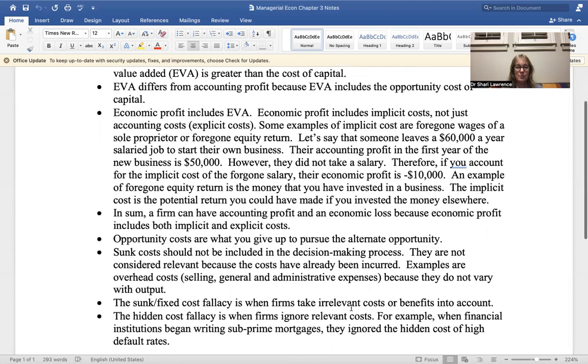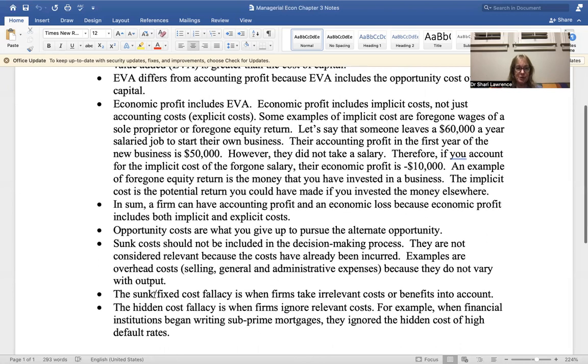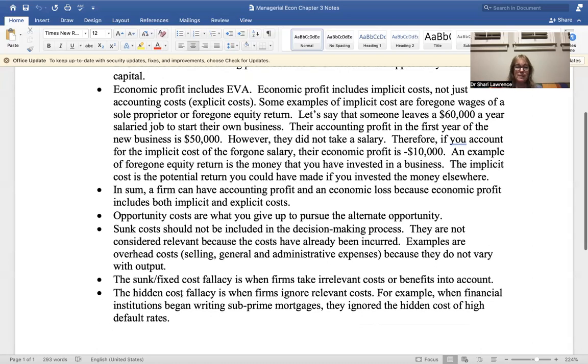Okay, now make sure you read about the sunk cost fallacy and the fixed cost fallacy. They talk about these when firms take irrelevant costs or benefits into account, because remember, sunk costs and fixed costs aren't really relevant to your current decision making. All right, so make sure you read that. And then finally, the hidden cost fallacy is when firms ignore relevant costs. Okay, so here's an example that they use in the book of a hidden cost fallacy.